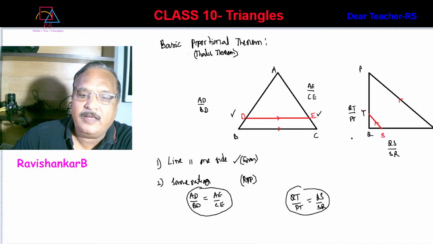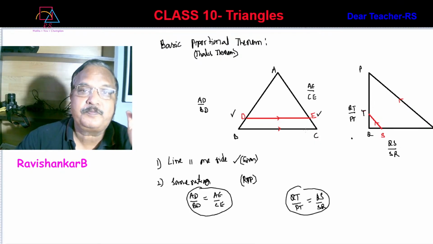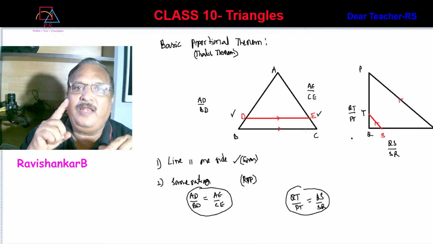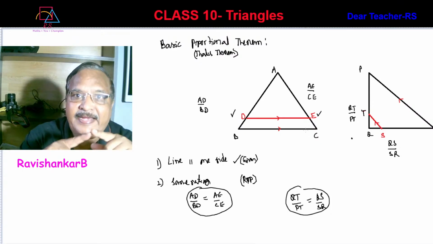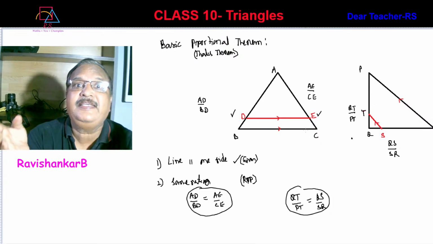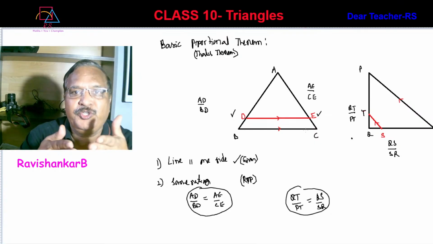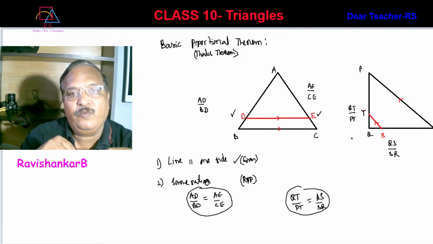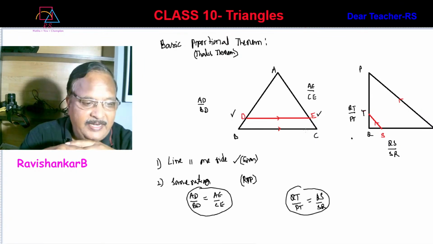So I will read out the theorem. In a triangle, if a line is drawn parallel to one side, it divides the other two sides in the same proportion or in the same ratio. So AD by BD, we can call it a ratio or proportion.